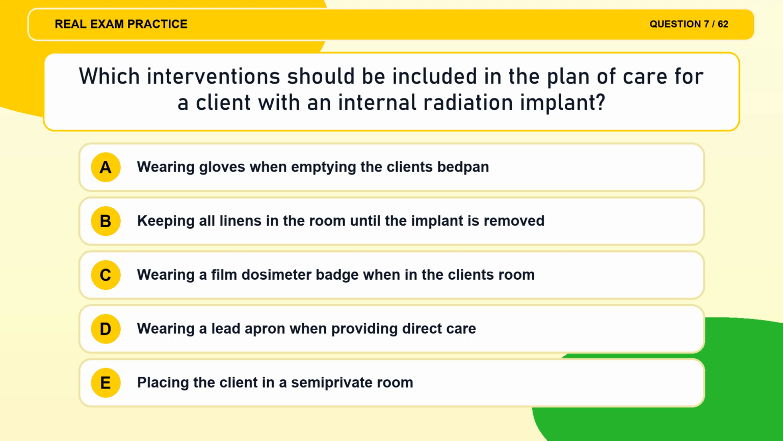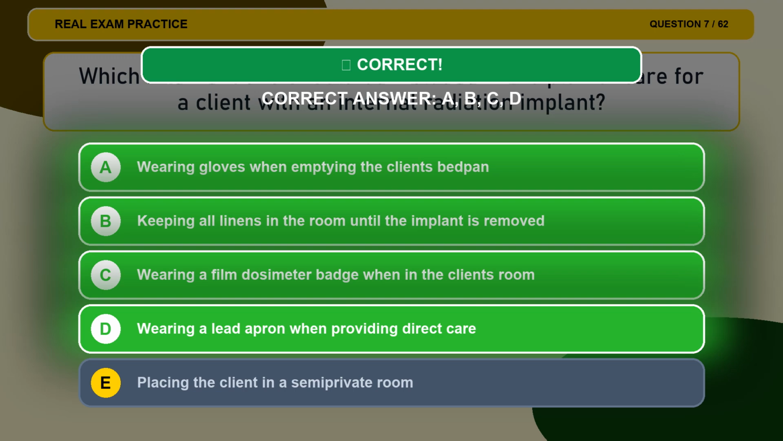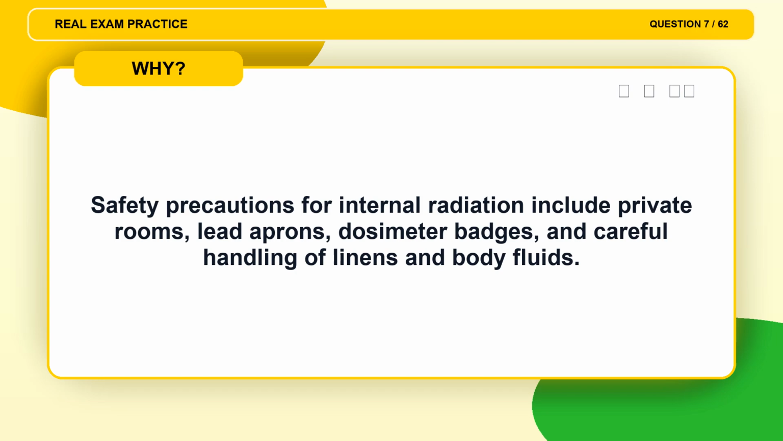Option D, wearing a lead apron when providing direct care. Option E, placing the client in a semi-private room. The correct answers are options A and B and C and D, wearing gloves when emptying the client's bedpan, keeping all linens in the room until the implant is removed, wearing a film dosimeter badge when in the client's room, wearing a lead apron when providing direct care. Safety precautions for internal radiation include private rooms, lead aprons, dosimeter badges, and careful handling of linens and body fluids.